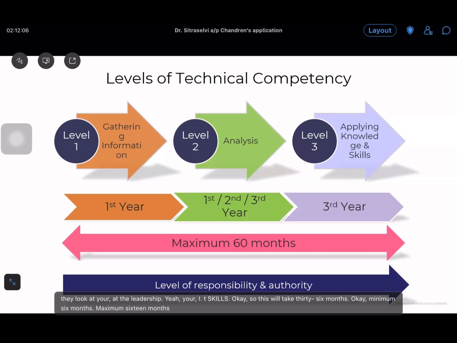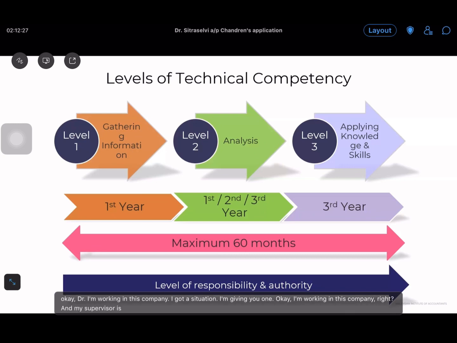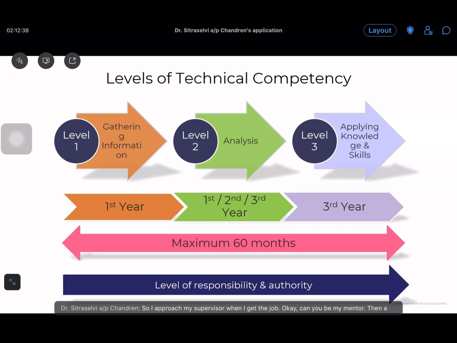So hopefully the mentor you have selected can be with you throughout. Some students will say, doctor, I'm working in this company and my supervisor is also a chartered accountant. So I approach my supervisor when I get the job and ask, can you be my mentor? Then the supervisor agrees. So you can apply for the CARE program and appoint this mentor.